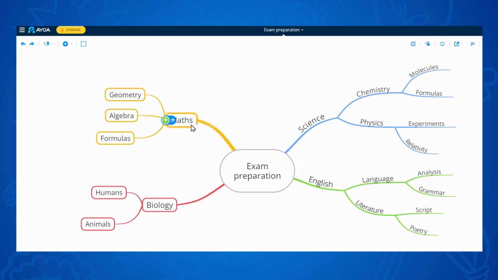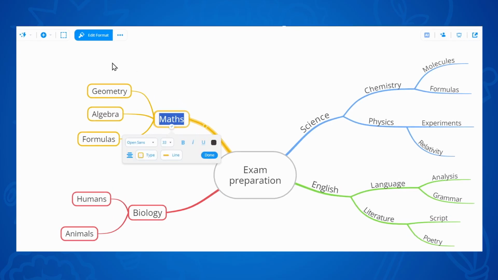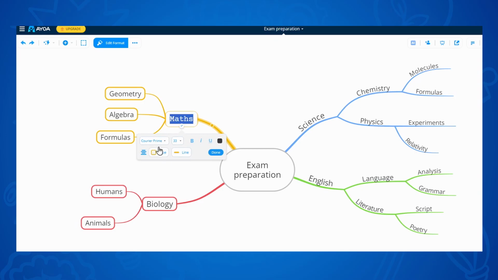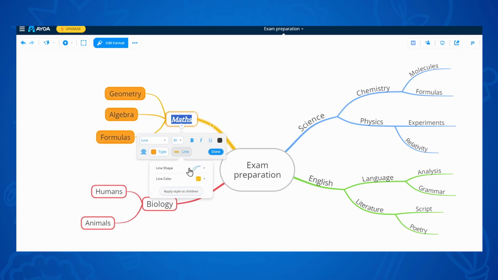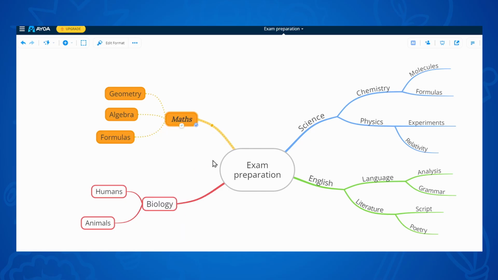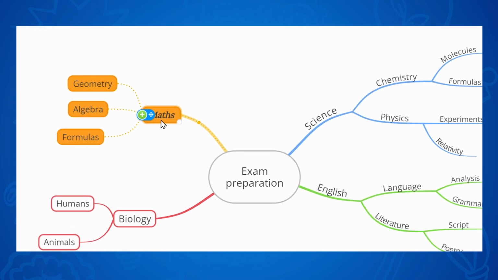Now that we have some branches, let's take a look at how you can customize them. Select any branch and go to the Edit Format option. This will bring up the Format menu, from where we can change the font, text size, color, and even the branch lines. We can also apply the style to the children of this branch to quickly customize everything. You can also resize the branches by clicking and dragging from the small blue resize icon.